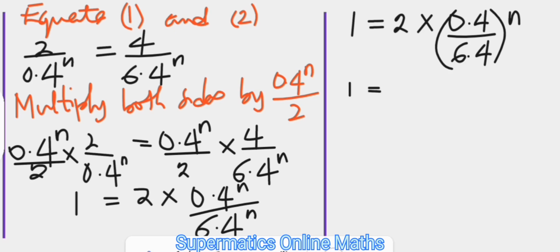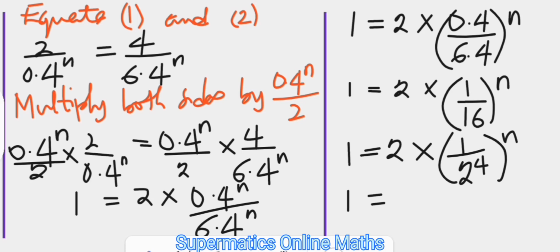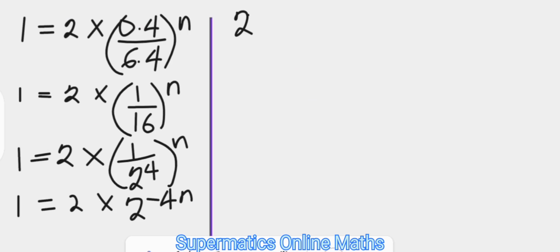That is, 1 is equal to 2 times 0.4 over 6.4, which gives 1 over 16, and that is to power n, which is written as 1 equals 2 times 1 over 2 raised to power 4, then raised to power n. The right hand side can be written as 2 times 2 raised to power minus 4n. The left hand side can be written as 2 to the power of 0 as 1, and the right hand side can be combined as 2 to the power of minus 4n plus 1.